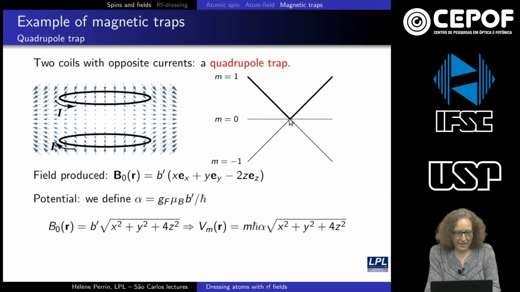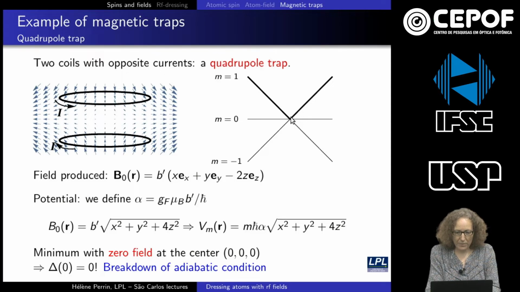However, you see that here I have a problem, because I told you for the adiabatic potential to apply, the states should not touch each other. Here the minimum of the magnetic field is 0 in the center, so the adiabaticity condition cannot be fulfilled. And in general, when people use quadrupole traps, either they deal with hot atoms or they have a trick to prevent the atoms from visiting the central region where the magnetic field is 0.